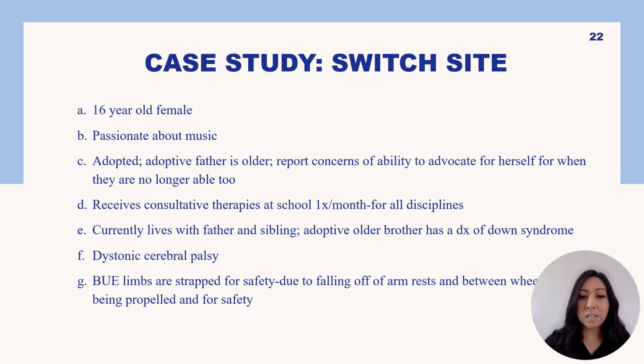She receives consultative therapies at school 1 time per month for all disciplines. She currently lives with her father and sibling. Her adoptive older brother has a diagnosis of Down syndrome, and her diagnosis is dystonic cerebral palsy. Her bilateral upper extremity limbs are strapped for safety due to fear of falling off of the armrest and between the wheelchair when being propelled.